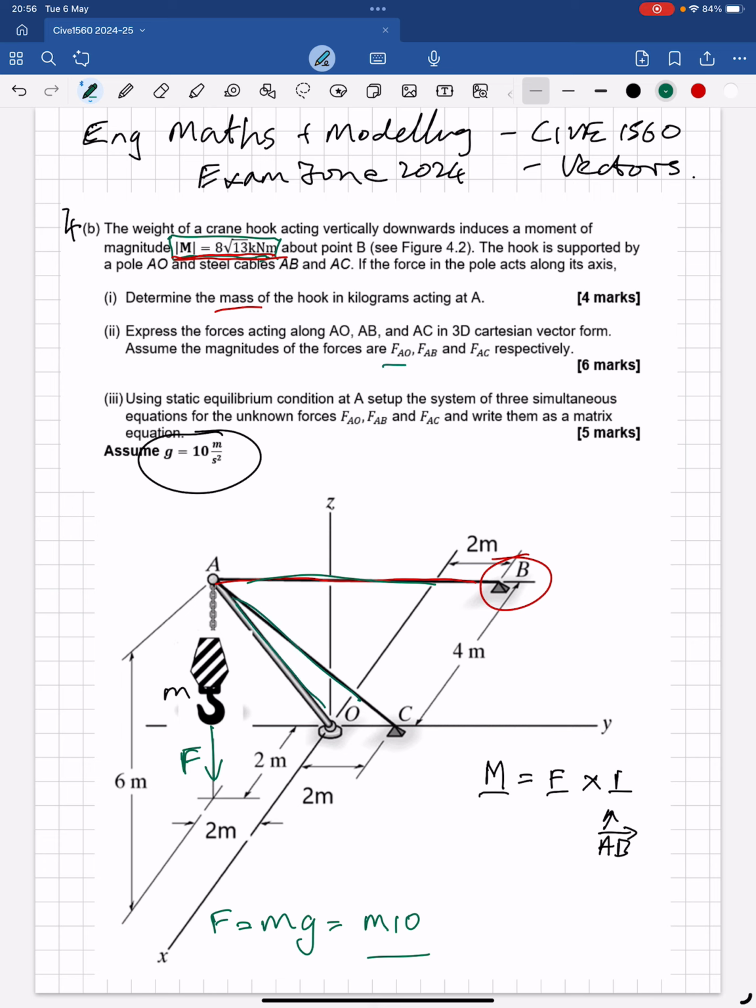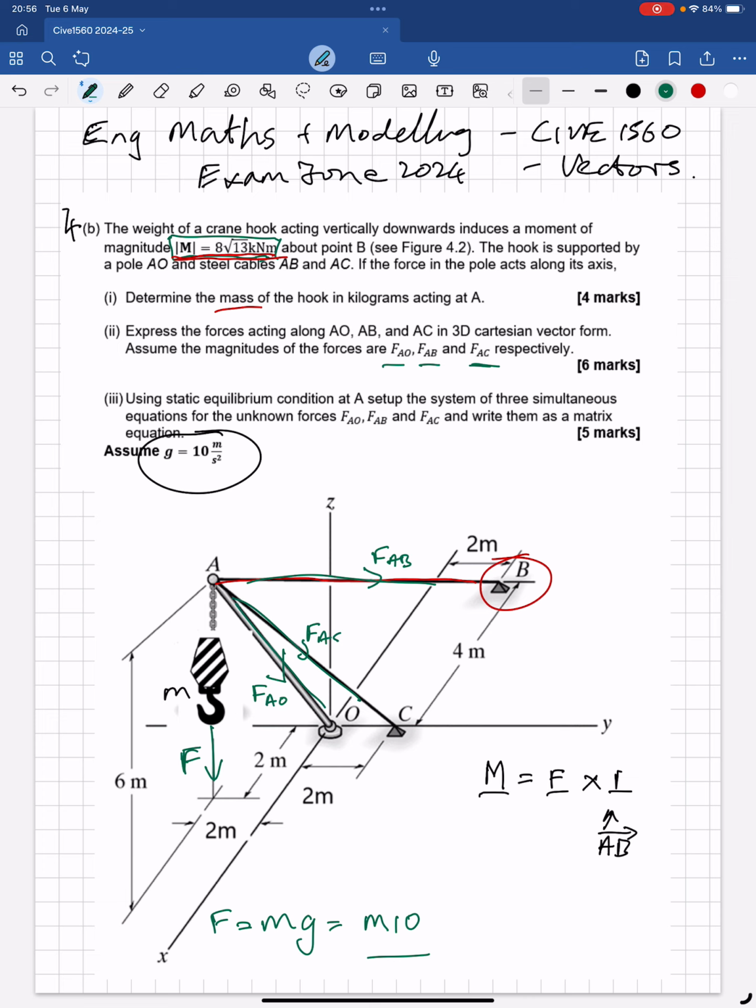The question also says we've got FAO as a vector, if that's the force in the strut, as a magnitude, not a vector. We will calculate a vector in a moment. We've got the force FAC, and we've got the force FAB that we're going to use later.